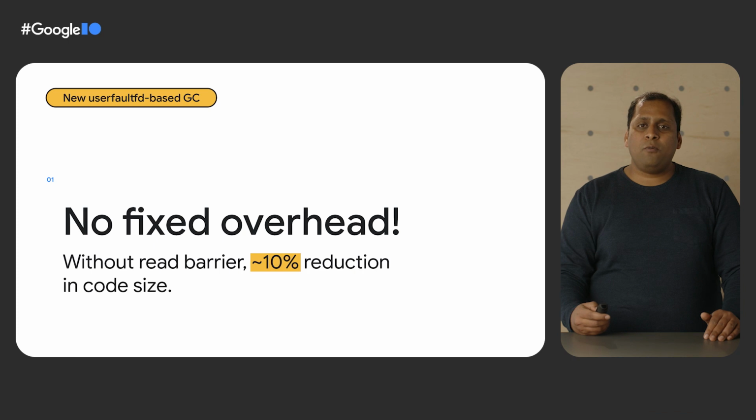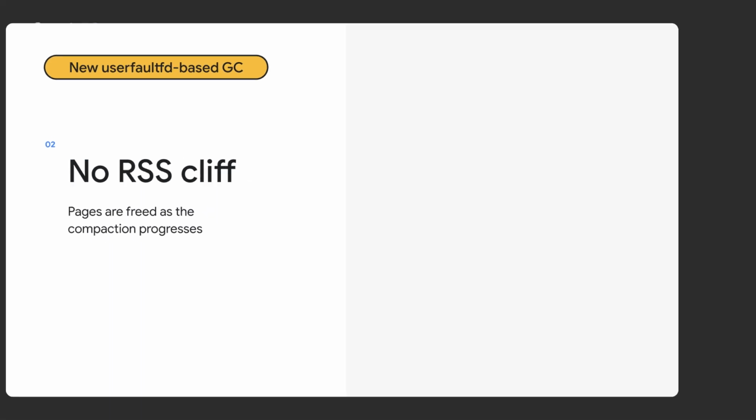This new GC offers several benefits. The most significant one is that it gets rid of the read barrier. It turns out that on average, around 10% of the compiled code size was attributed to the read barrier alone. That in itself is a pretty remarkable improvement. But that's not all. There are some GC time benefits as well. With the new GC, we don't observe the RSS cliff because we are able to free the pages as the compaction progresses, rather than waiting till the end of collection.